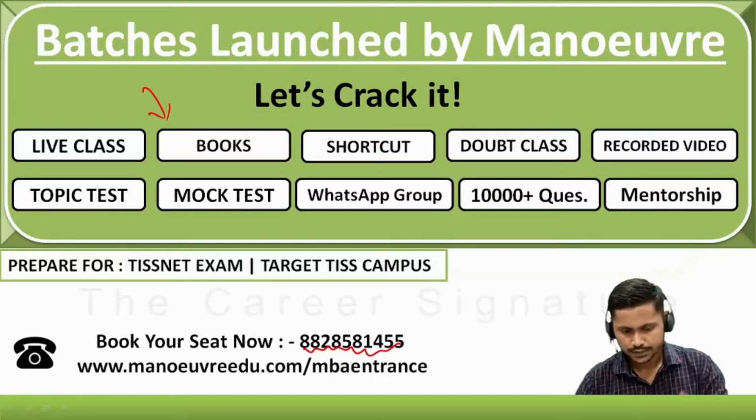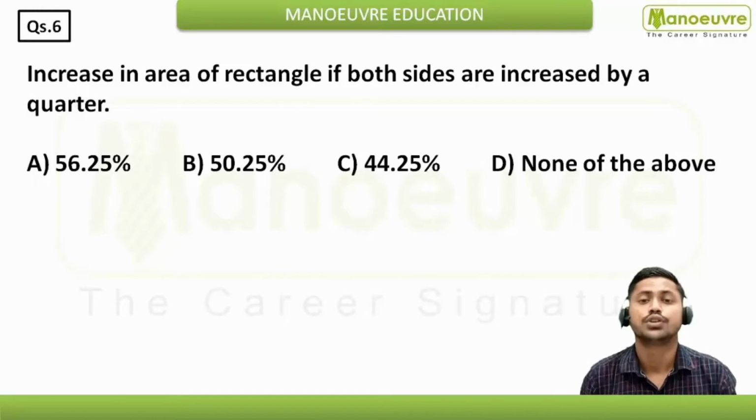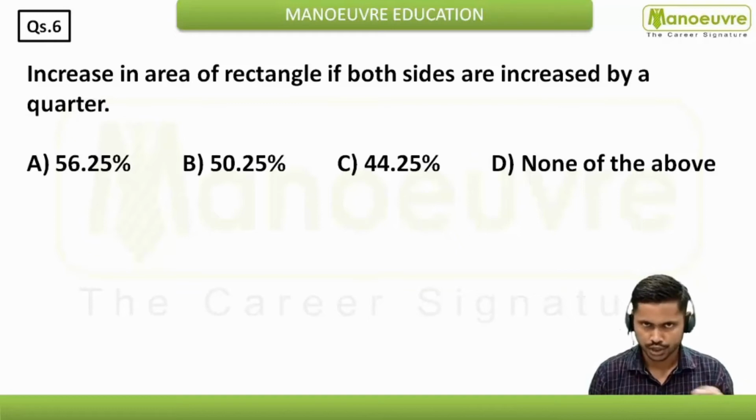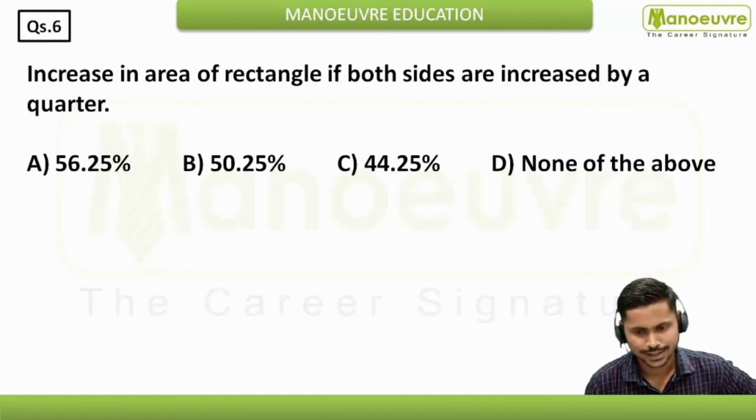So let's begin without wasting our time, and here is question number 6. How are we going to do this? You should first try the question, and after that see my explanation by pausing the video. So let's begin with question number 6. Hope you must have tried. Now see my explanation. Here the question says: increase in area of a rectangle if both sides are increased by a quarter.